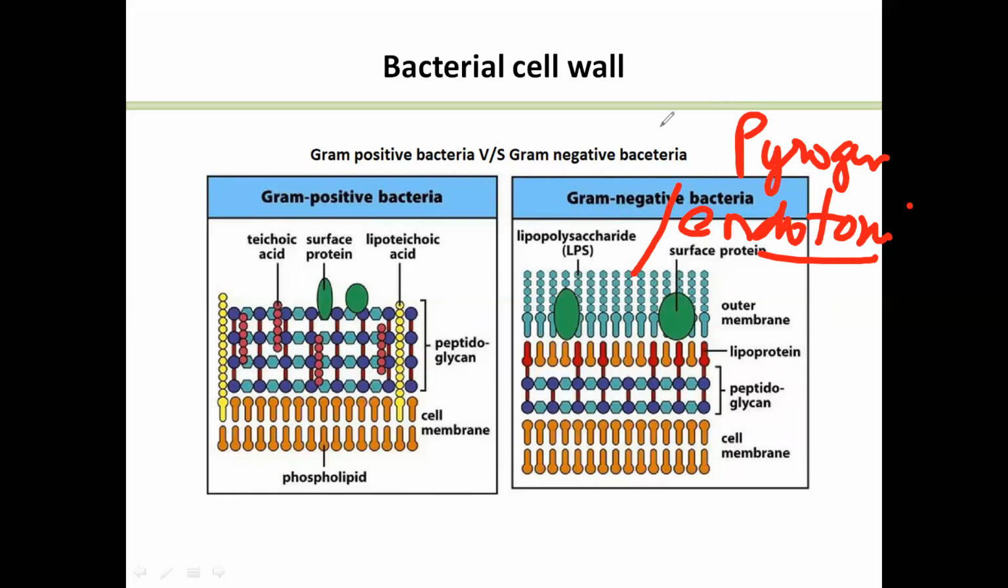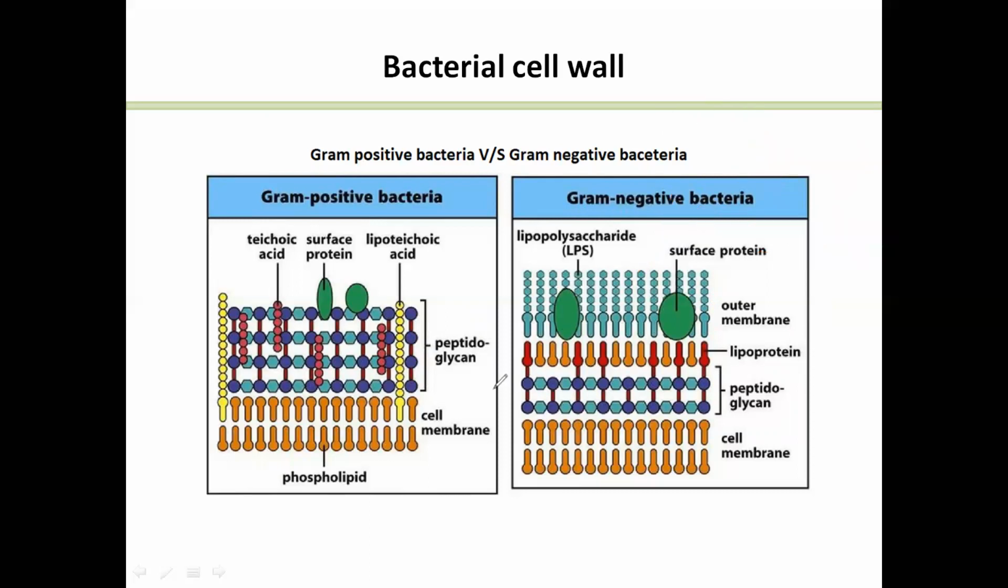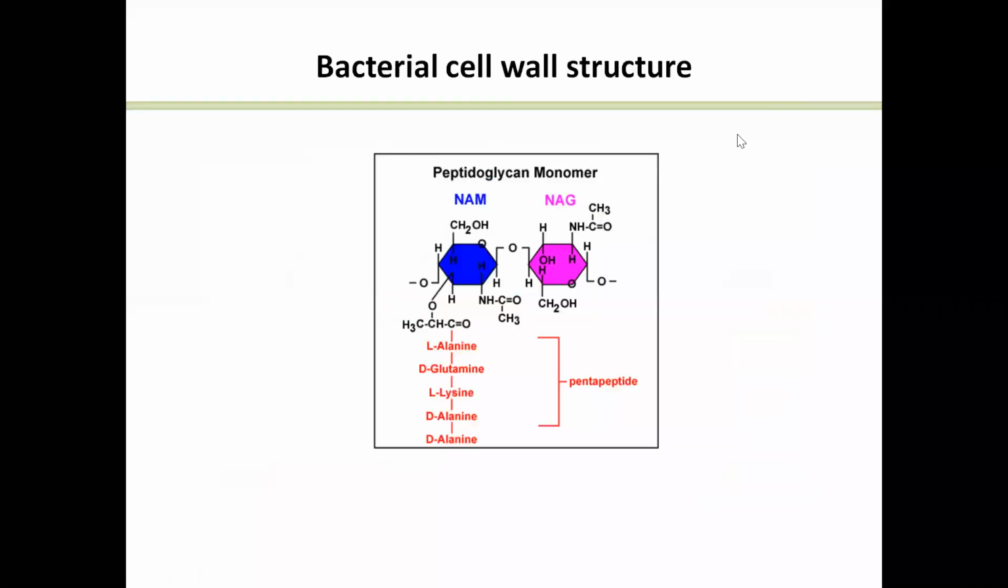So the first thing common between gram positive and gram negative is peptidoglycan, but the difference is that it is thicker in case of gram positive, whereas it is very thin in case of gram negative. So we should understand how this peptidoglycan looks. What is the chemical composition of this peptidoglycan?